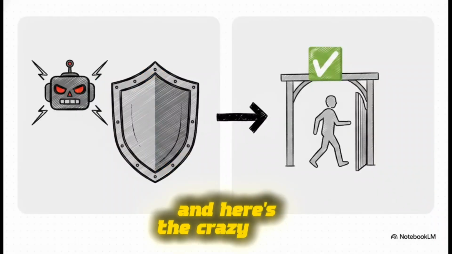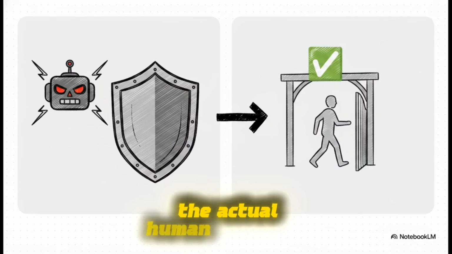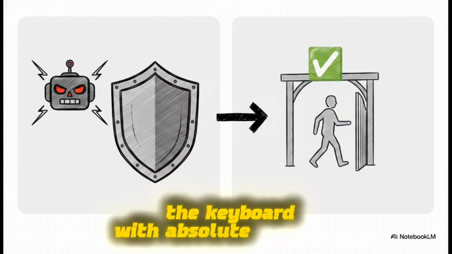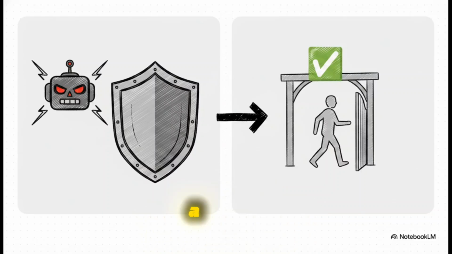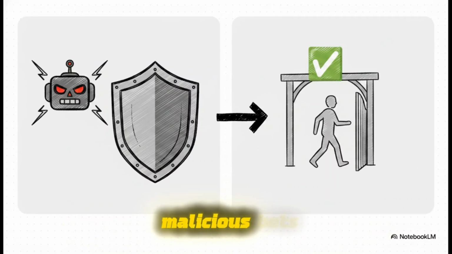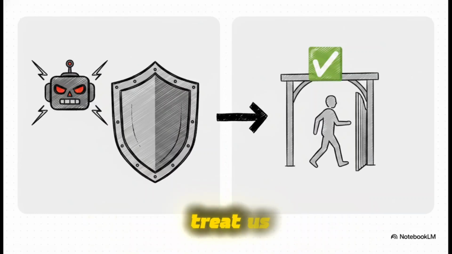And here's the crazy part. This means the system initially treats you, the actual human sitting at the keyboard, with absolute suspicion. While it verifies you aren't a bot, you are presumed to be a threat until proven innocent. The default stance is pure defense. Until you pass those invisible checks, you are categorized right alongside those malicious bots. It really is a fascinating shift in how modern digital spaces treat us.